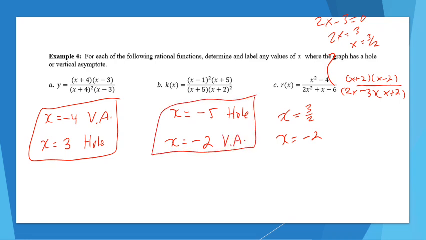And then here, x equals negative 2. This is going to be equally heavy, so this is going to be a hole. Then x equals 3 over 2 is only found in the denominator, so vertical asymptote because it is bottom-heavy.